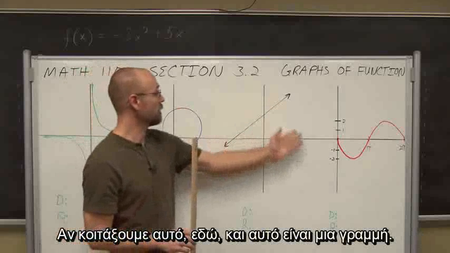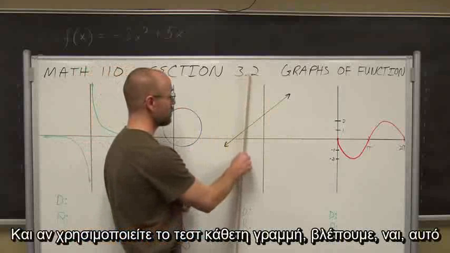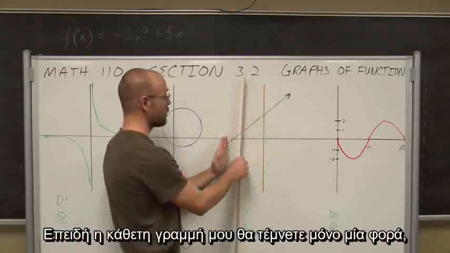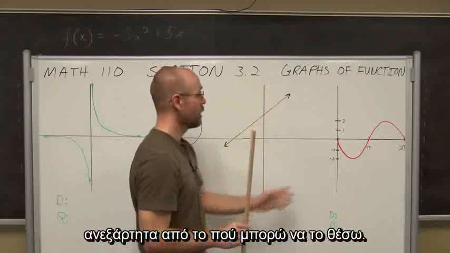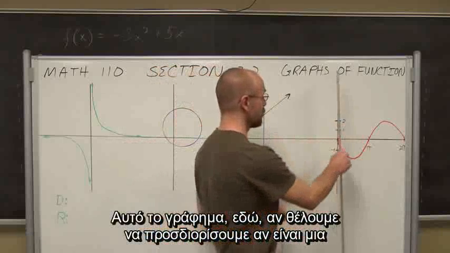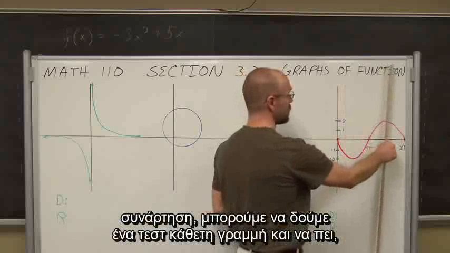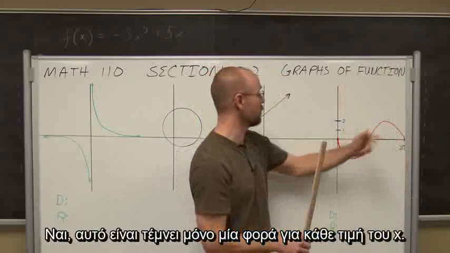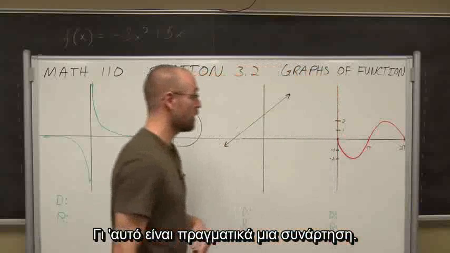If we look at this one here, well, this is a line. And if we use the vertical line test, yes, this is a function because my vertical line will only intersect it once, no matter where I put it. This graph here, if we want to determine if it's a function, we can use a vertical line test and say, yep, it only intersects it once for each value of x. So it is truly a function.